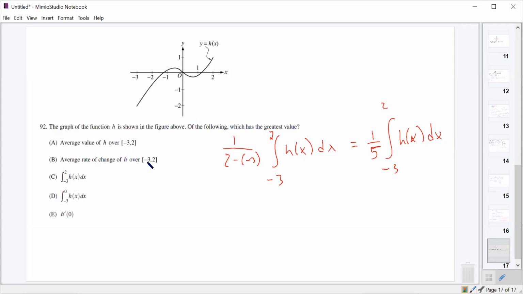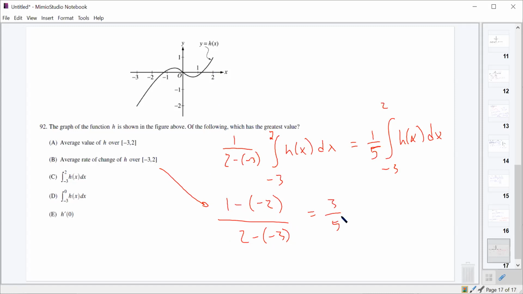For b, we've got the average rate of change of h from -3 to 2. So the average rate of change is just the slope of h from -3 to 2. That ought to be the y value at 2, which is 1, minus the y value at -3, which is about -2, over 2 minus -3, which ought to give us 3/5. Yeah, everybody good with that?